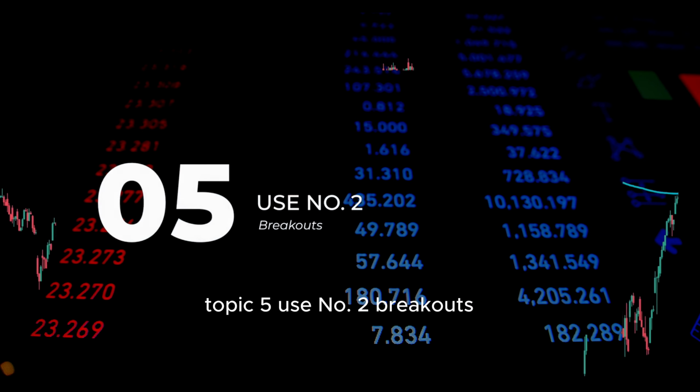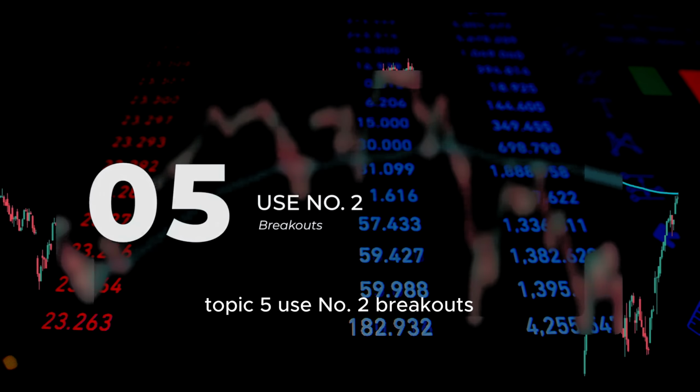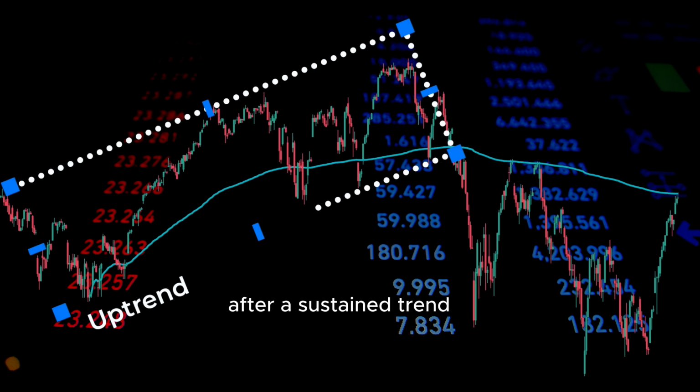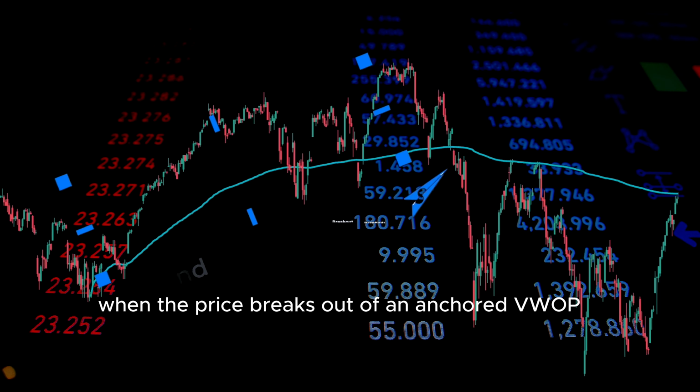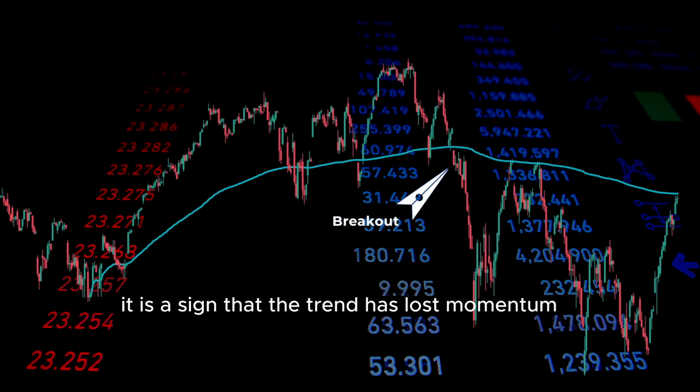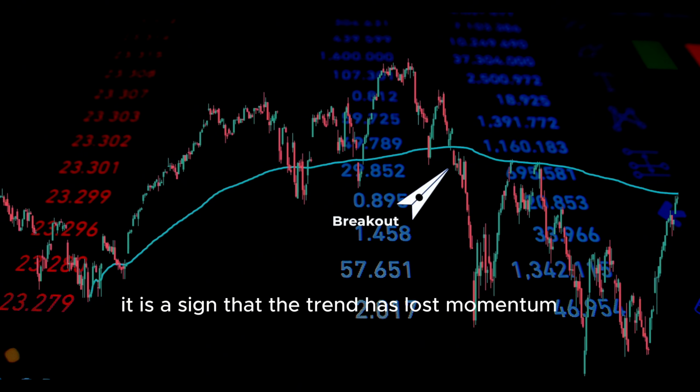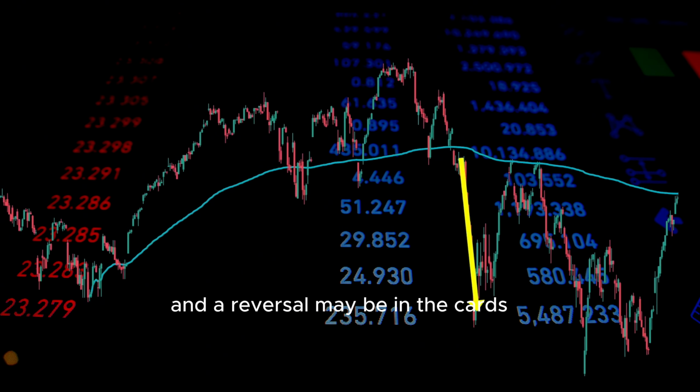Topic 5. Using anchored VWAP for breakouts. After a sustained trend, when the price breaks out of an anchored VWAP, it is a sign that the trend has lost momentum, and a reversal may be in the cards.